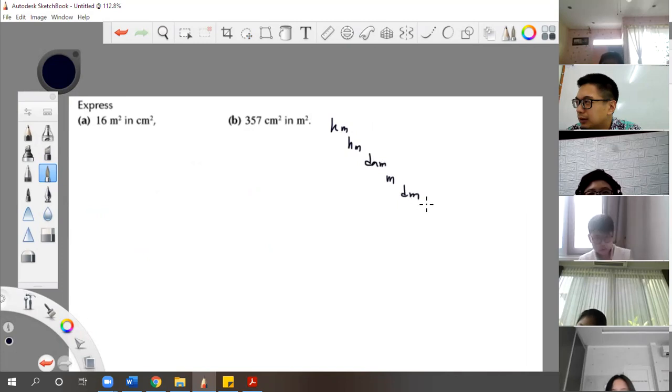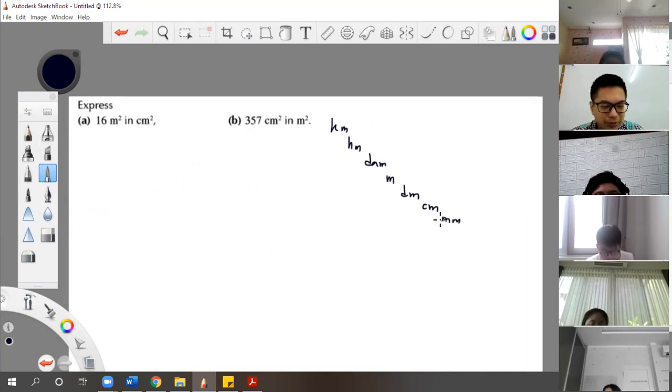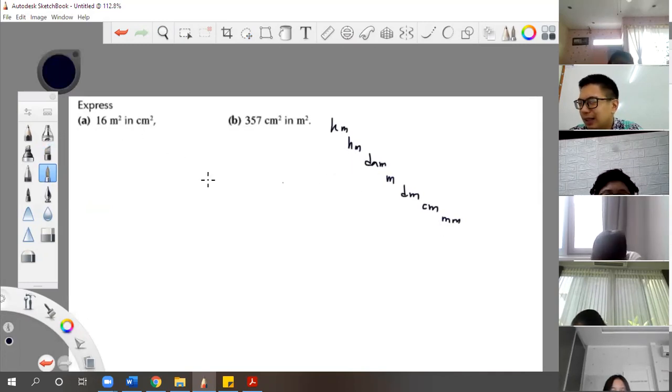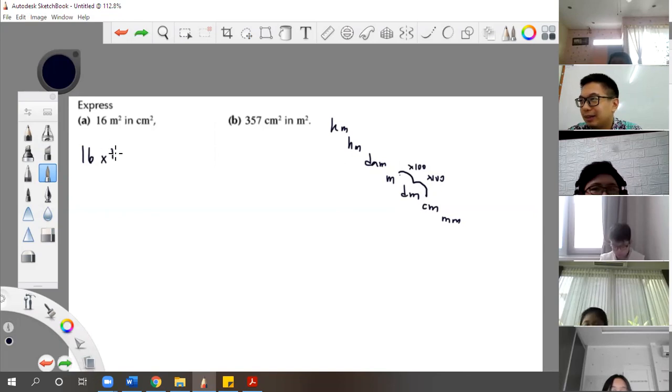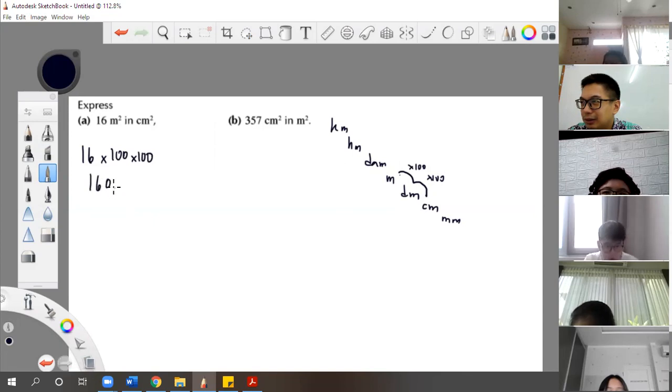This is easy. There you go. Make sure that you memorize this. If you don't memorize this, it will be so messed up. Your life will be messed up if you don't memorize this. But it's square, so from meter square to cm square, you go down, from meter to cm. Because it's square, times by 100 times by 100. As simple as that. 160,000. Yes, 160,000 is correct. Good. So 160,000 cm square. Piece of cake.